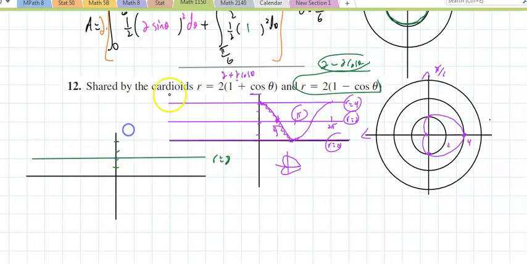2 units above and 2 units below. So the graphing is all done in the previous section. That's why we spent so much time on it. 0 and 4. Except this one starts reflected.